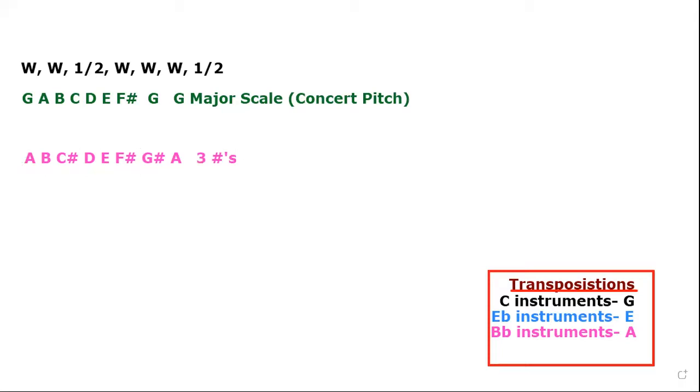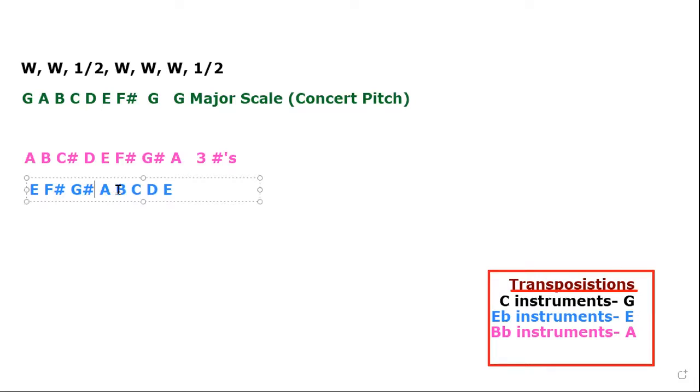Easy peasy stuff, right? If you are an E flat instrument, you're going to start on E. So let's write down the letters E, F, G, A, B, C, D, E. We need a whole step between E and F. That doesn't work, so we have to raise to an F sharp. Need another whole step. That brings us to G sharp. We need a half step between G sharp and A, which is how it is, so that's great.